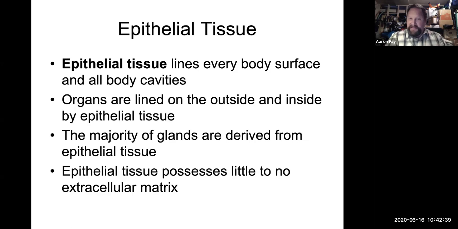One of the characteristics of epithelial tissue is that it has relatively little extracellular matrix. So there's not a whole lot of stuff outside the cells, which means that this tissue is mostly cells, right? Because tissue is cells plus the extracellular matrix. Well, if you don't have much extracellular matrix, you're mostly cells.